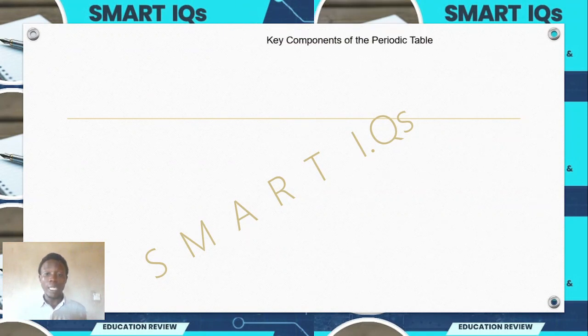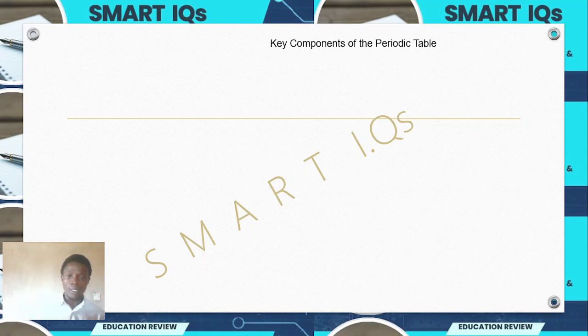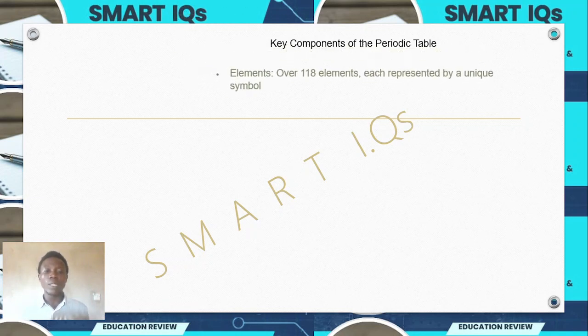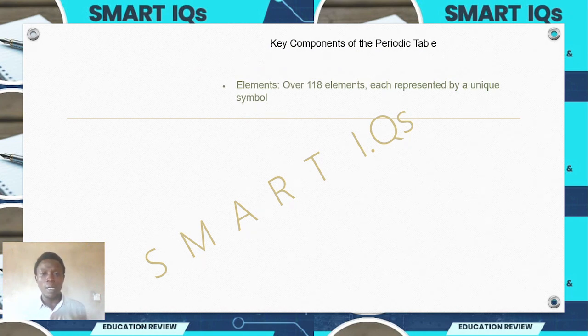We talk about key components of the periodic table, and we cannot talk about the periodic table without talking about certain components. They are very important, especially elements. You cannot talk about the periodic table without talking about the elements, and so the element is a key component of the periodic table. As of now, we have a minimum of 118 elements that have been discovered, each with its unique symbol.